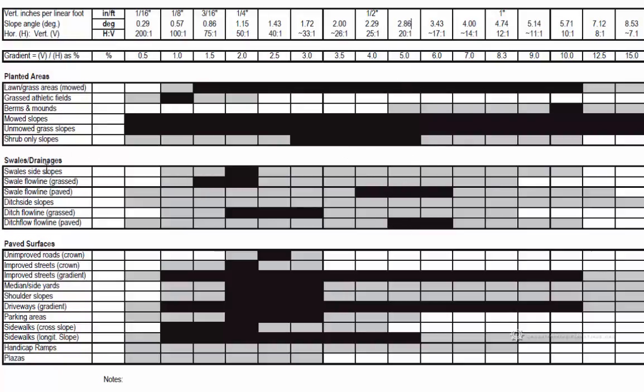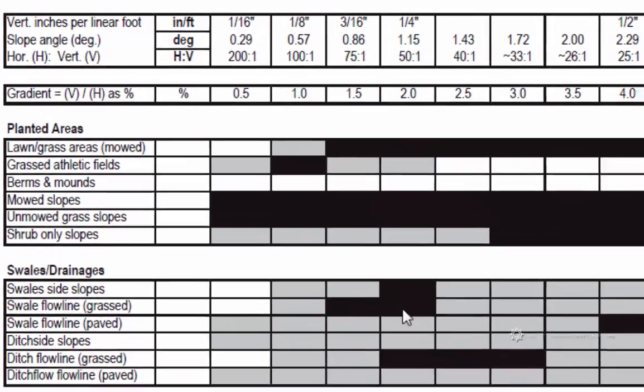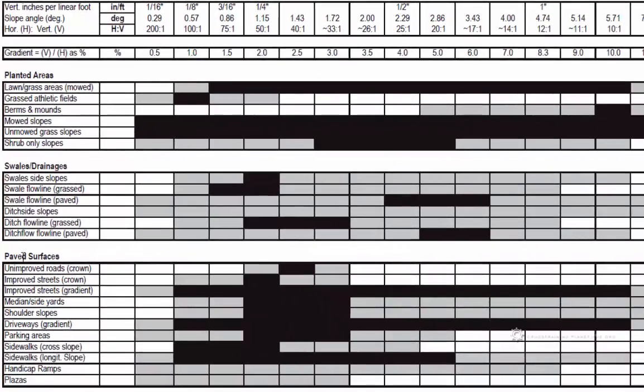So we have some other ones here. We have swales and drainage areas. So we can see that it prefers a 2% slope. We also have some paved surfaces. So unimproved roads, 2.5%. Improved street crown. So this is a street with a crown.